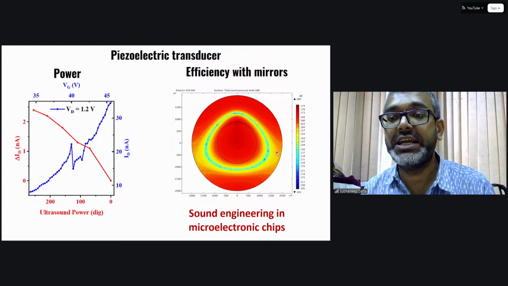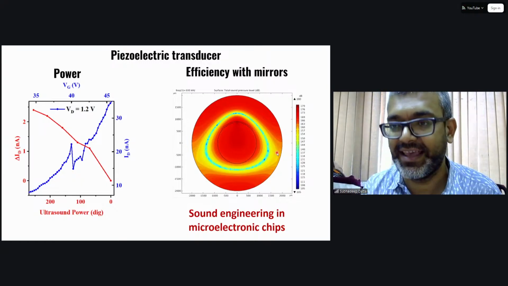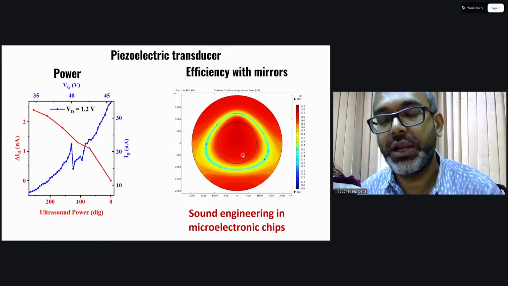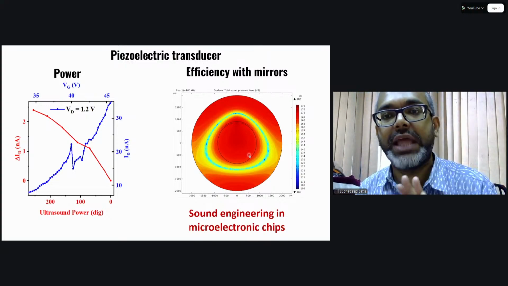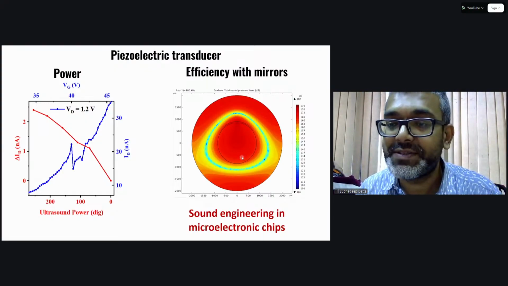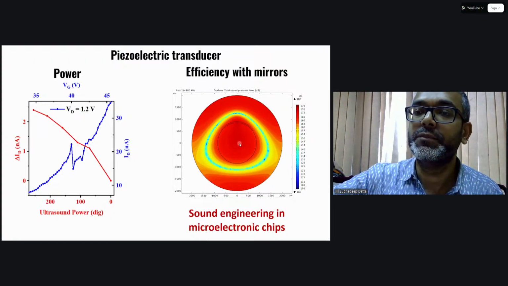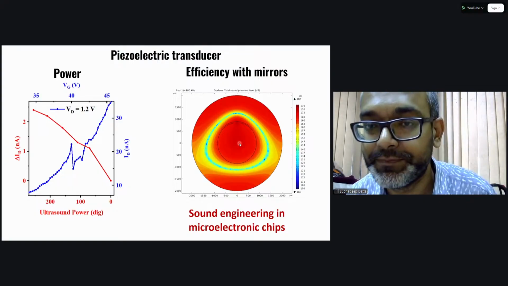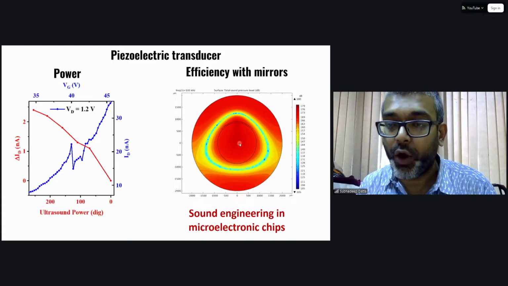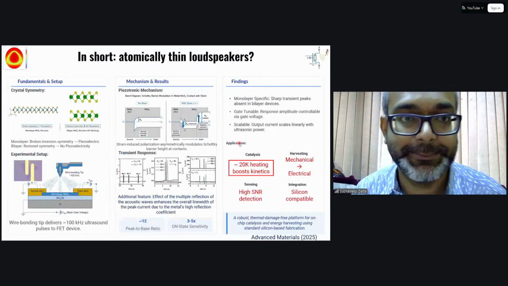So can you efficiently, deterministically put mirrors and see exactly the same? This color plot shows our sound engineering in microelectronic chips. This is from a pure calculation, and then we did the experiments where standing waves are only formed inside the circuits. So you will have a long time where the sound effect is on. This is the experiment where you can put your gold mirrors according to your wish, where only standing waves will be created.